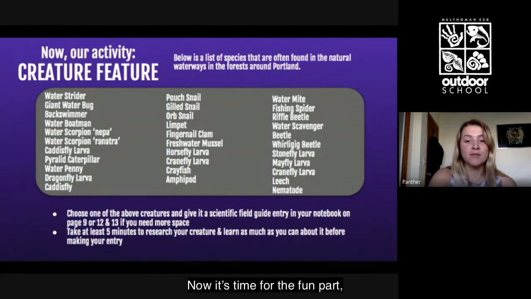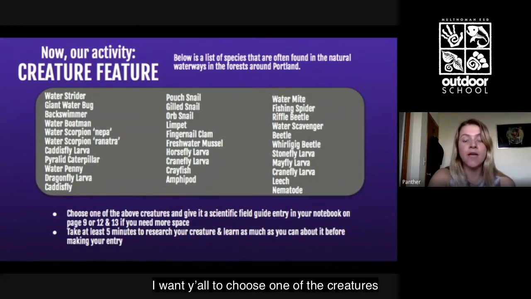Now it's time for the fun part, our creature feature activity. Below is a list of species that are often found in the natural waterways in the forests around Portland. I want y'all to choose one of the creatures on this list and create a specific field guide entry in your notebook on page 9 or 12 to 13.